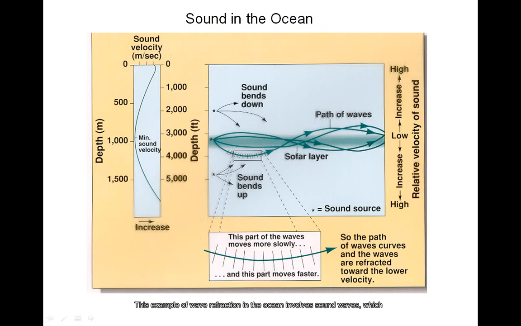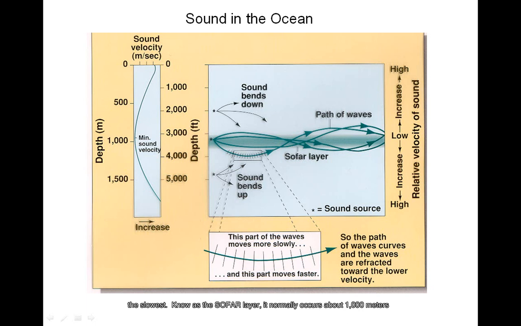This example of wave refraction in the ocean involves sound waves, which are a compressional wave, the same as the primary seismic waves. Sound waves actually travel better through water than air, and can cross entire ocean basins covering thousands of kilometers. One reason sound waves travel so far is that they are bent or refracted into a single zone in the ocean where the waves travel the slowest.